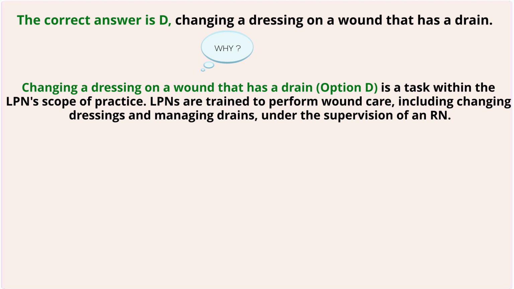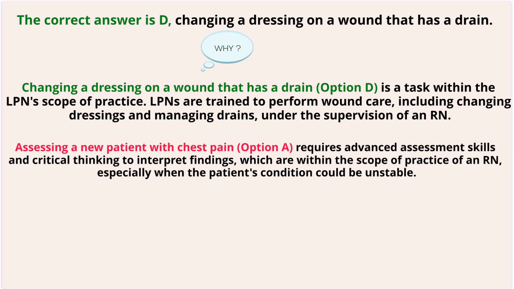Why not the others? Let's discuss. Assessing a new patient with chest pain, option A, requires advanced assessment skills and critical thinking to interpret findings, which are within the scope of practice of an RN, especially when the patient's condition could be unstable. This task involves initial assessment and potentially complex decision making, which are responsibilities of the RN.